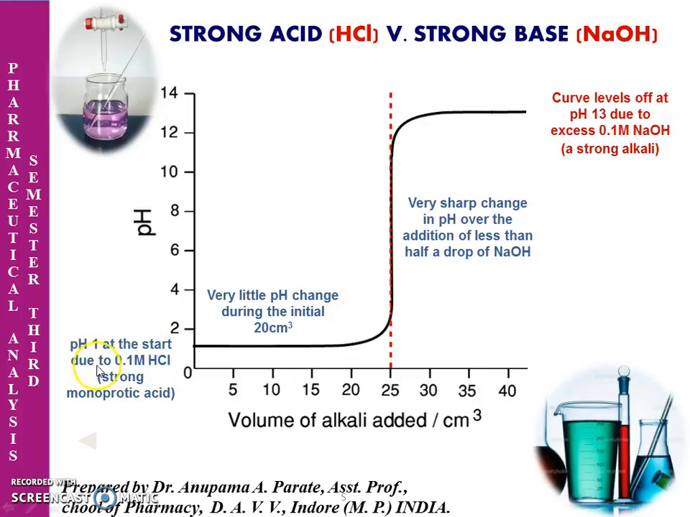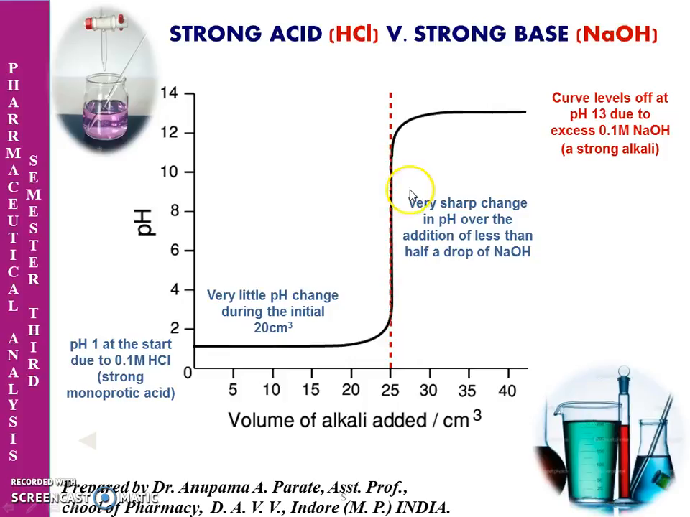There is a 3 unit change on addition of a single drop or 0.1 ml of sodium hydroxide solution to the conical flask. Here you can see the pH at the start, due to 0.1 molar, is around 0.48. Then there is very little change in pH during the initial 20 ml, up to 25 ml, and there was a sharp change in pH observed beyond that. According to this graph and the table, the pH changes sharply from roughly 2.5 to 10.5 to 11.